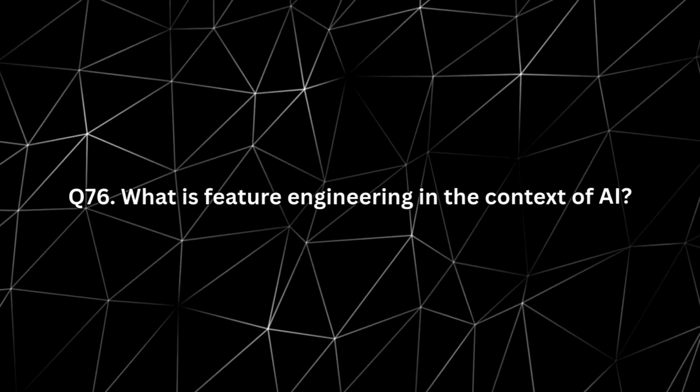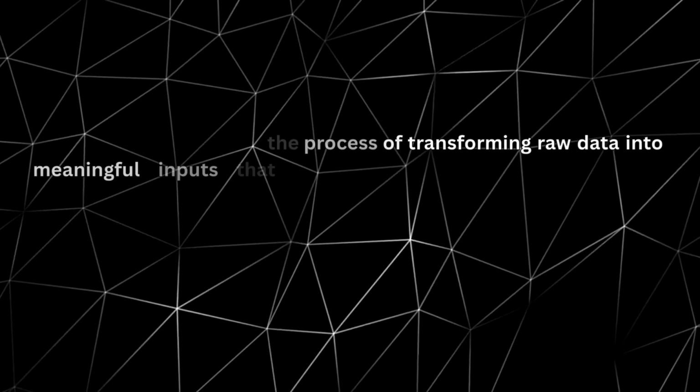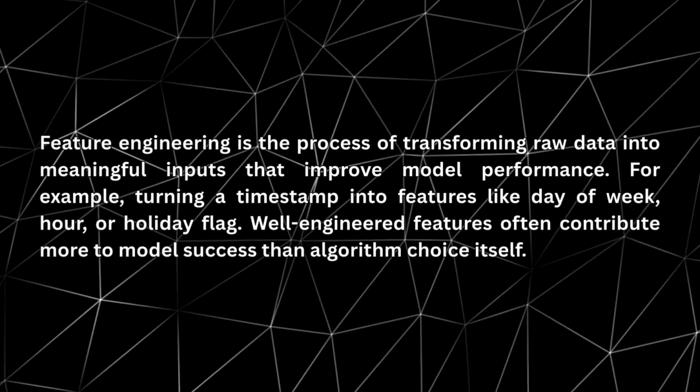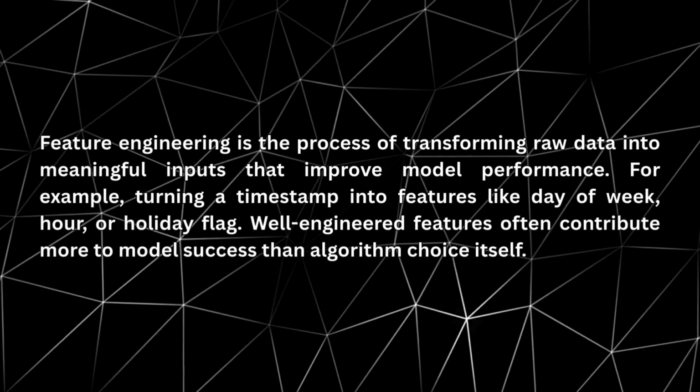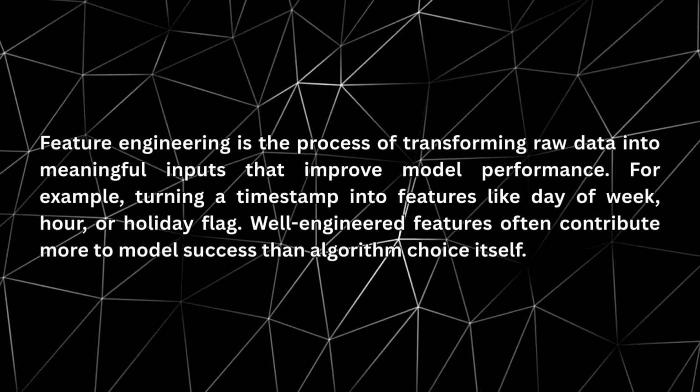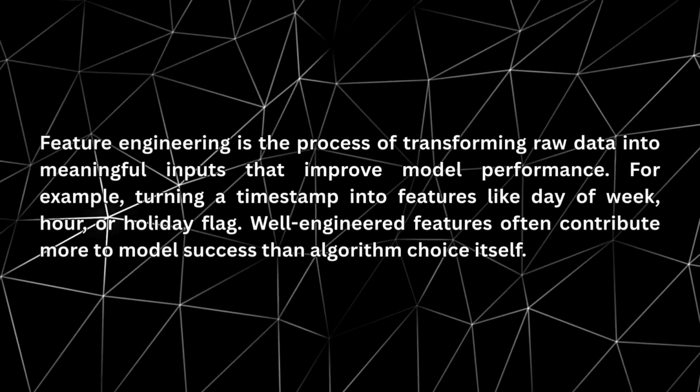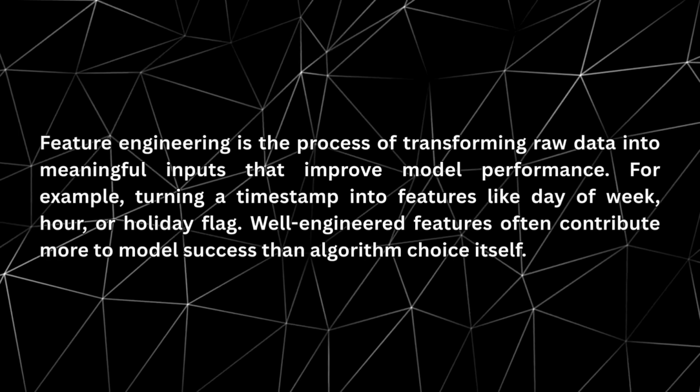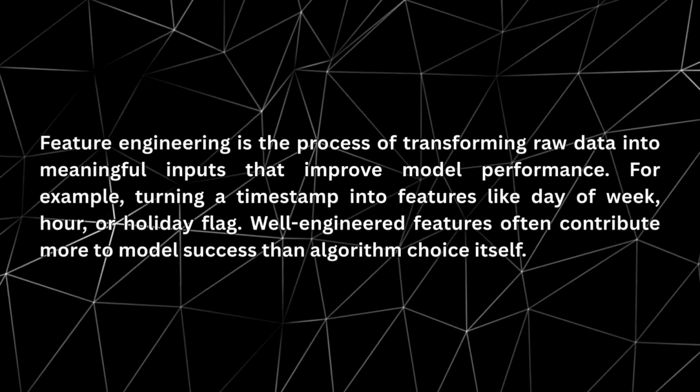What is feature engineering in the context of AI? Feature engineering is the process of transforming raw data into meaningful inputs that improve model performance. For example, turning a timestamp into features like day of week, hour, or holiday flag.